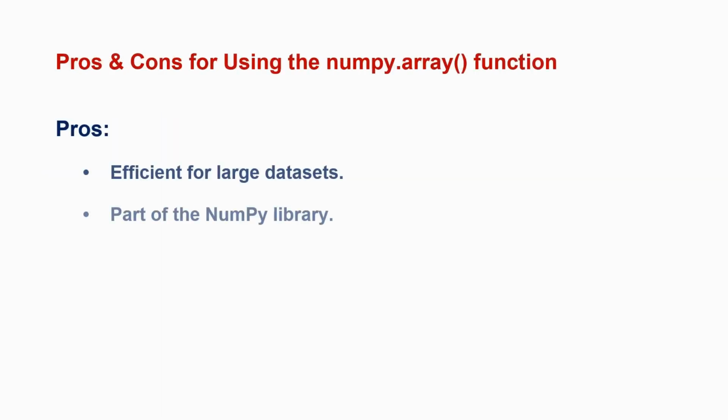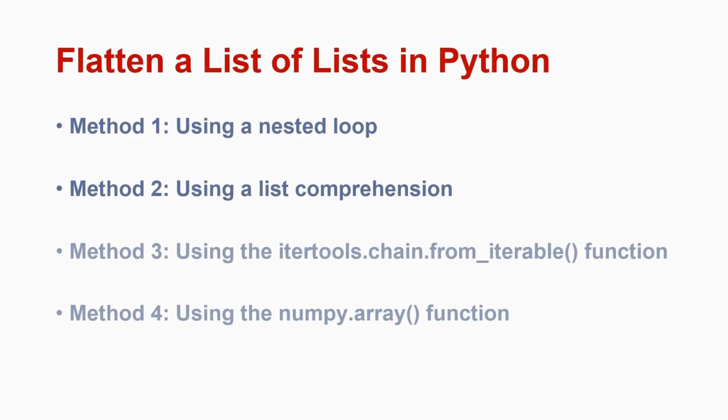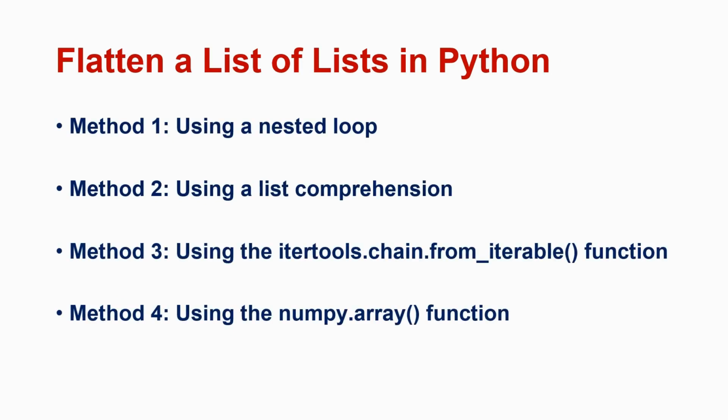Pros and cons for using the numpy.array function. Pros: efficient for large datasets. Part of the NumPy library. Cons: requires installing NumPy. You've now mastered 4 powerful methods to flatten lists in Python.